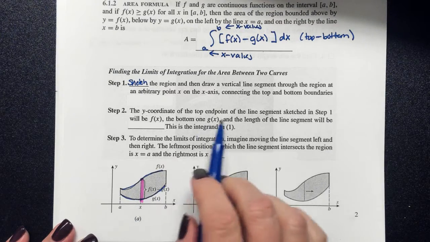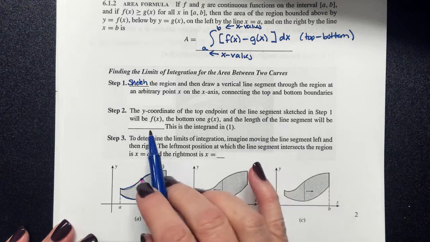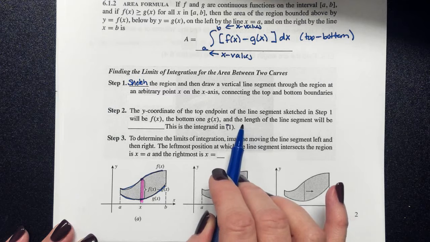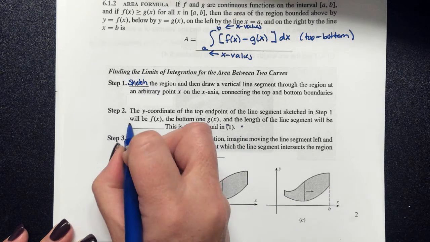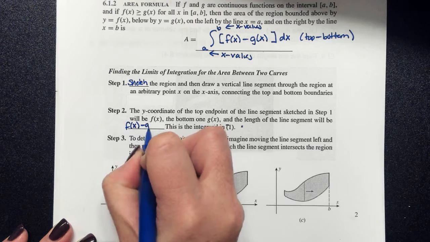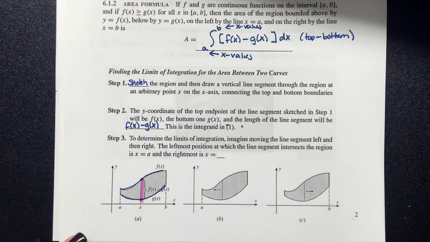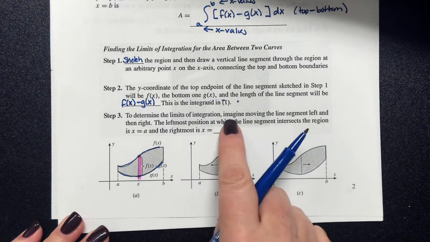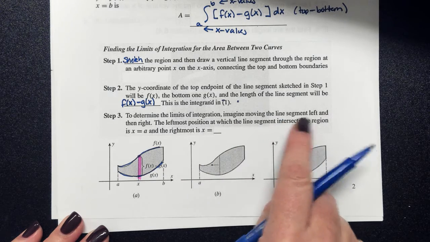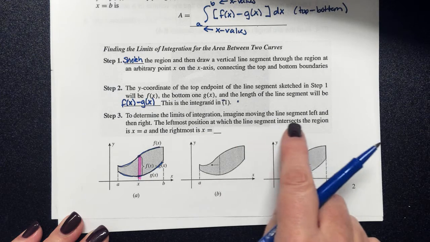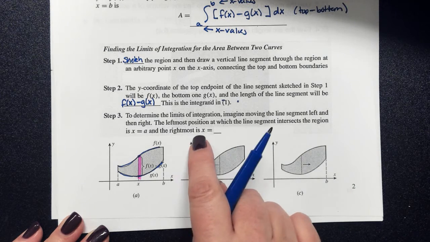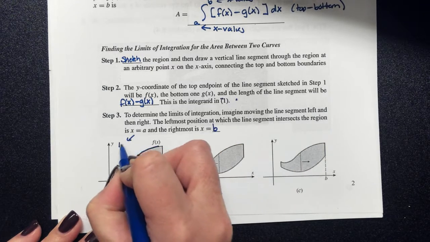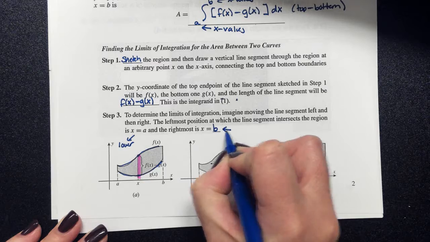The y-coordinate at the top endpoint of the line segment sketched in step 1 will be f of x. The bottom one will be g of x. And the length of the line segment will be f of x minus g of x. This is your integrand, what's going to go in your integral. To determine your limits of integration, imagine moving your line segment left and right. The leftmost position where the line segment intersects the region is x equals a, and the rightmost is x equals b. So x equals a is your lower bound, and x equals b is your upper bound.